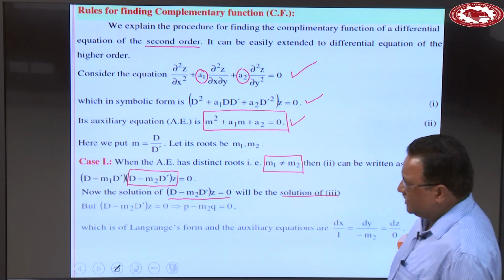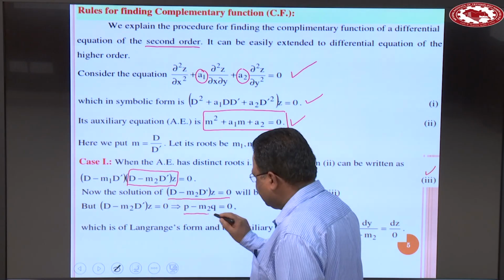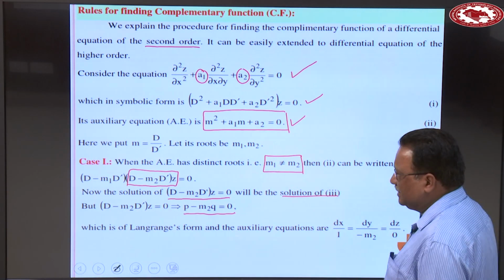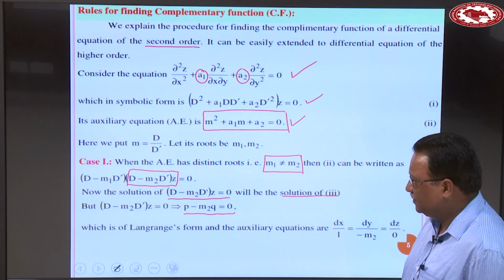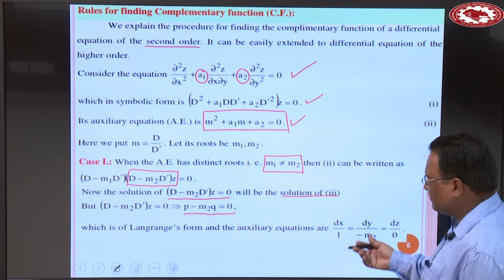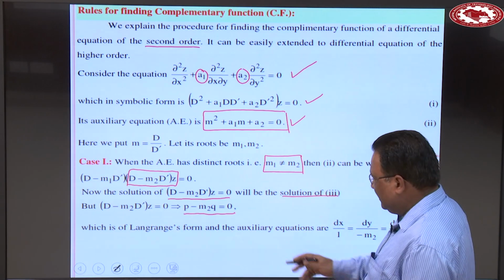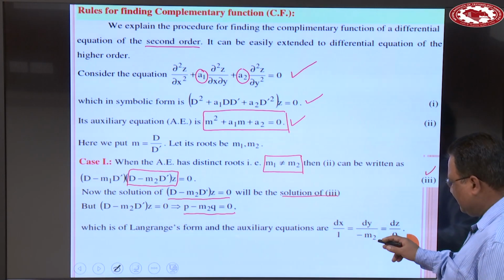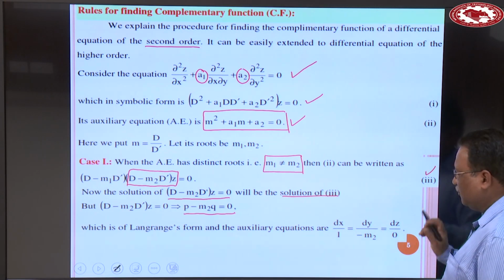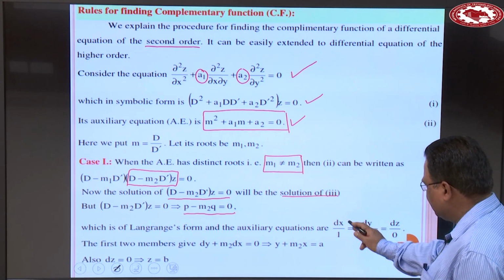Now see, d minus m2 d dash z is equal to 0. This means that p minus m2 q is equal to 0, and that one is the Lagrange's form. That one is the Lagrange's differential equation. Its auxiliary equations are dx over 1, dy over minus m2 and dz over 0, and solve from here the first two members.